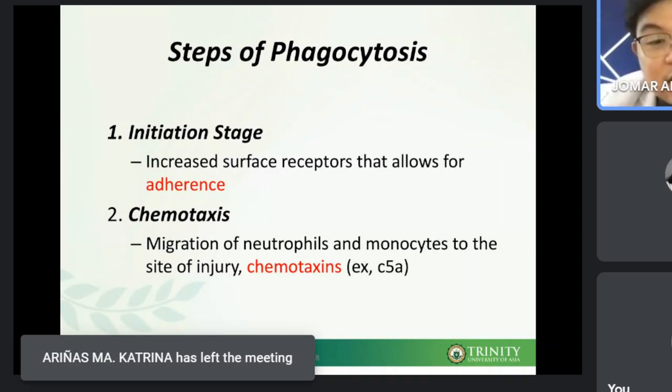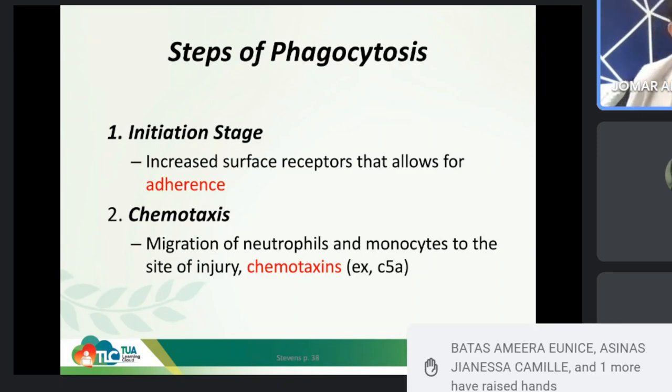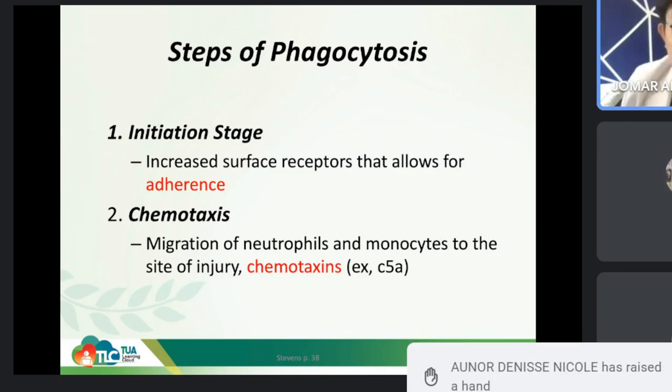Are we clear? Can I see a raise of hand if we're clear? So, take for example, your white blood cell will go out of your blood vessel so that it can go to the site of injury. Yung paglabas niya mismo sa blood vessel, that is diapedesis. But the entire process of the white blood cell going into your site of infection, that general process is what we call chemotaxis.